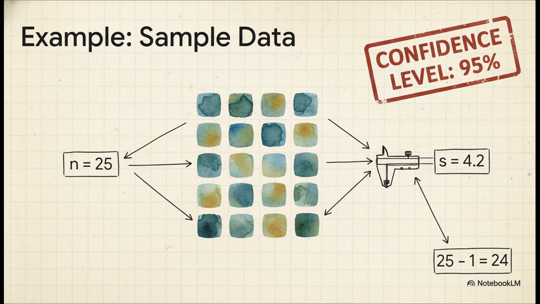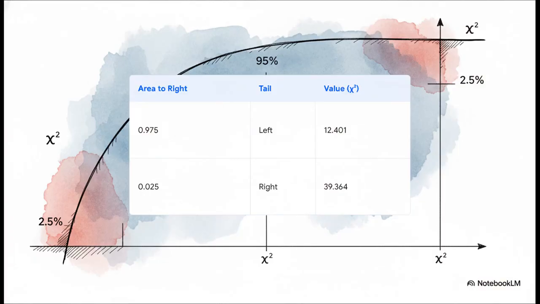Okay, here's our situation. Let's say we've grabbed a sample of 25 items, and we've calculated a sample standard deviation of 4.2. We want to be 95% confident in our final interval. The first thing we need is our degrees of freedom, which is just our sample size minus 1, so 24. Next up, we've got to find our critical values. Since we want 95% confidence, that leaves 5% for the tails, which we split into 2.5% on each side. So you'd go to your chi-squared table or pop it into your software, look up 24 degrees of freedom, and you'd find two very different values. 12.401 for that left tail and a much bigger 39.364 for the right tail.